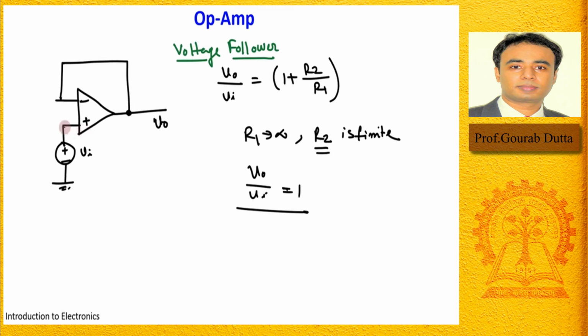For example, see here, last page only we have seen. If you see from here, what is the input impedance here? Input impedance is the input impedance of this ideal op amp, which is infinite, right? And if you see from here, this output impedance is 0, right?